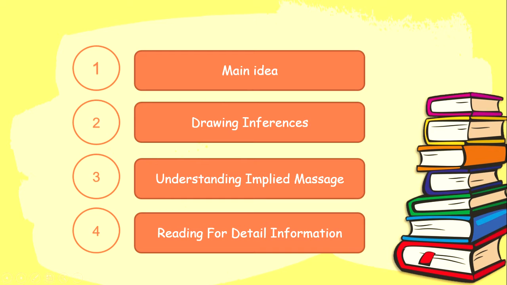Before we start, let us look at the table of contents that we will discuss. The first material is main idea, which will be delivered by Sinta, Dewi, Rahayu. The second material is drawing inference, delivered by Farhah, Azzahra. The third material is understanding implied message, delivered by Dina, Harun, Arrasyid. And the last material is reading for detailed information, delivered by Desyifa, Medita, Addin.